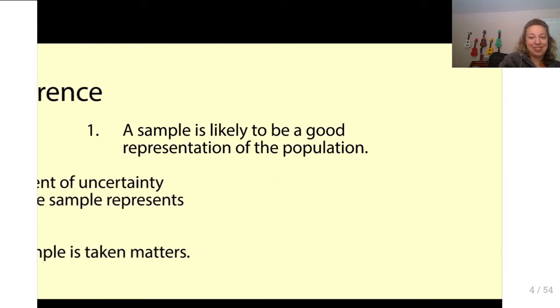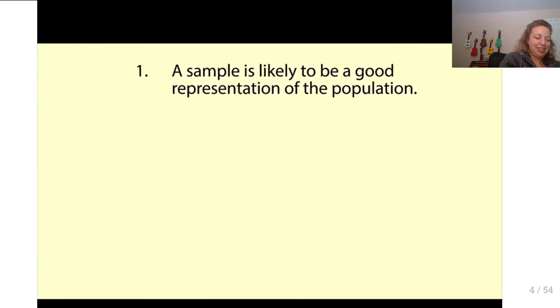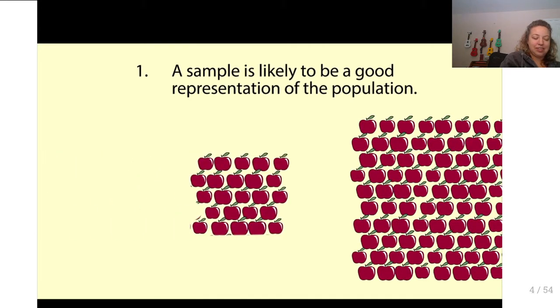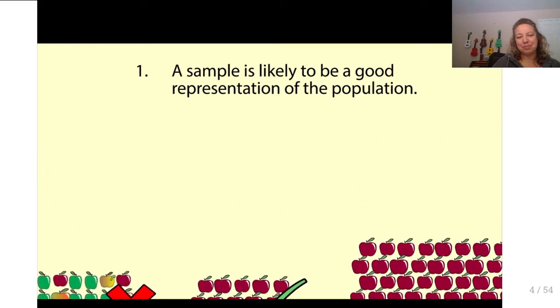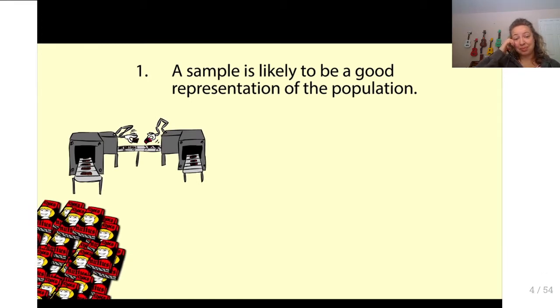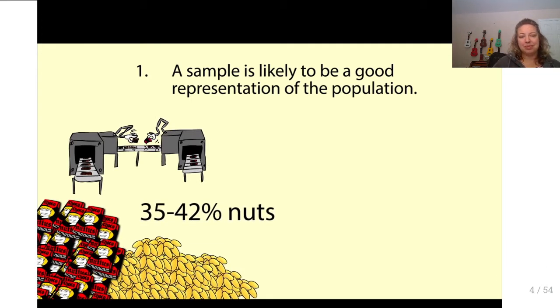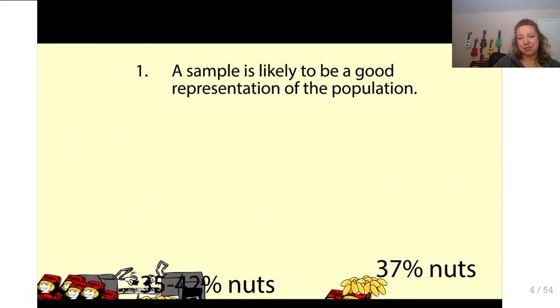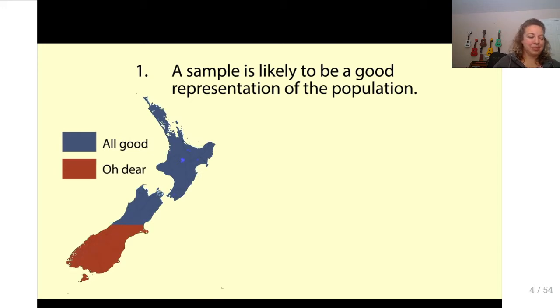First, it is reasonable to expect that a sample of objects from a population will represent the population. If our orchard has only red apples of a fairly consistent size, then we would expect the sample to contain red apples of a fairly consistent size. If our machine is producing chocolate bars with a percentage of nuts within a certain range, then we would expect the sample to also have nuts within that range. If 40% of the people in New Zealand believe that the economy is getting worse, then about 40% of the sample will also believe that.